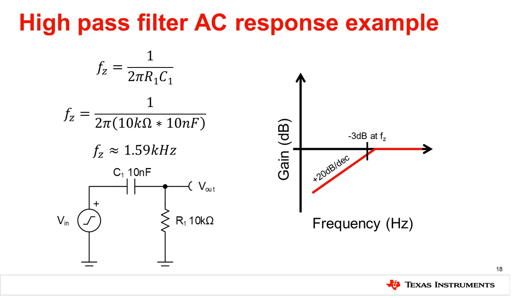For this high-pass filter, we use the same component values as before. However, we now expect to see a zero at 1.59 kHz rather than a pole. Zeros and their plots are covered in much more detail in the TI Precision Labs series on op-amps.